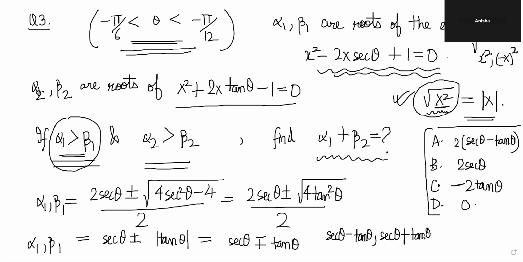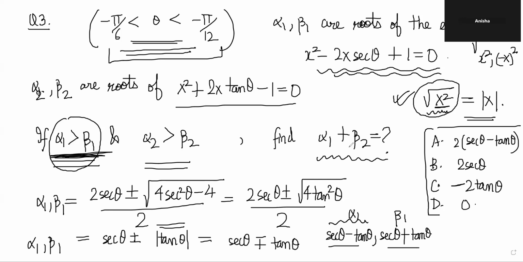Now which one will be bigger? Minus tan theta, because that will make it positive. So that will be your alpha 1. Whichever gives the bigger value will be alpha 1. So this is your alpha 1, this is your beta 1. This condition is there just to help you identify. This quadrant information is there just to help you break the mod correctly.